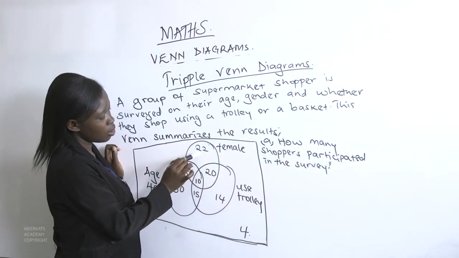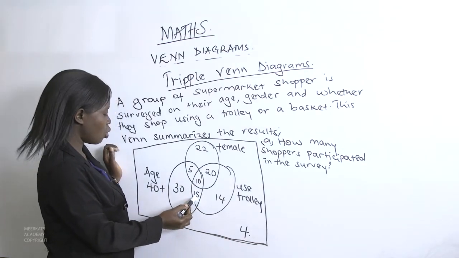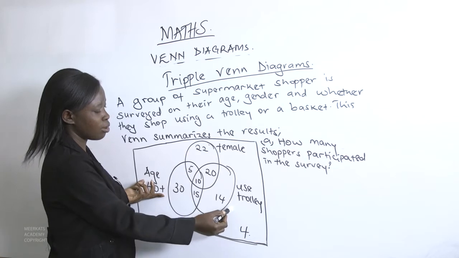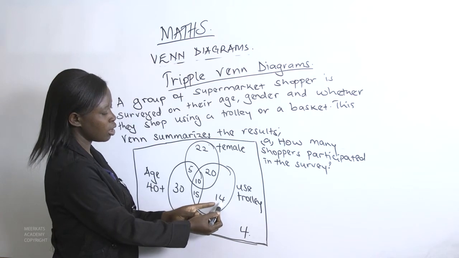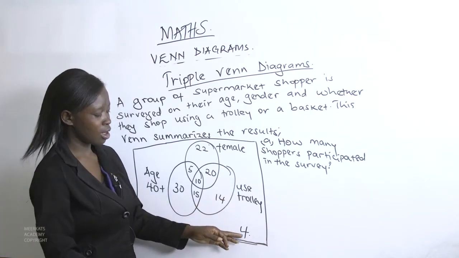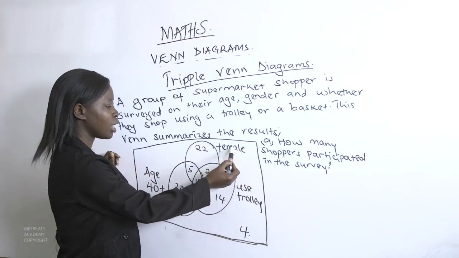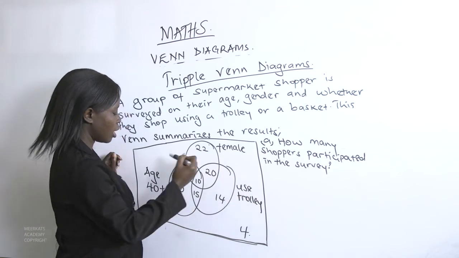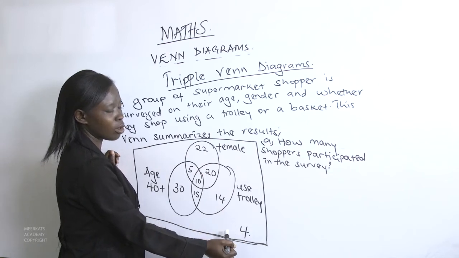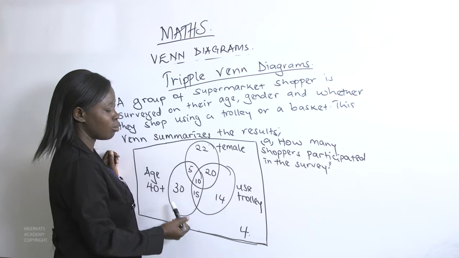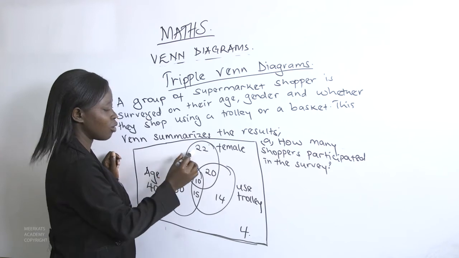Then we have 20 who are female and use trolley. Then we have 15 who are age 40 years plus and they use trolley. Then we have 30 who are 40 years plus, and we have 14 who use trolley. And here we have 4 who fall in neither of these categories. They are not female, they don't use trolley, and they are not 40 years plus. So what does this mean? This means that these are men categories. These are men, but these men are below the age of 40 years. That is why they don't lie in any of these categories.